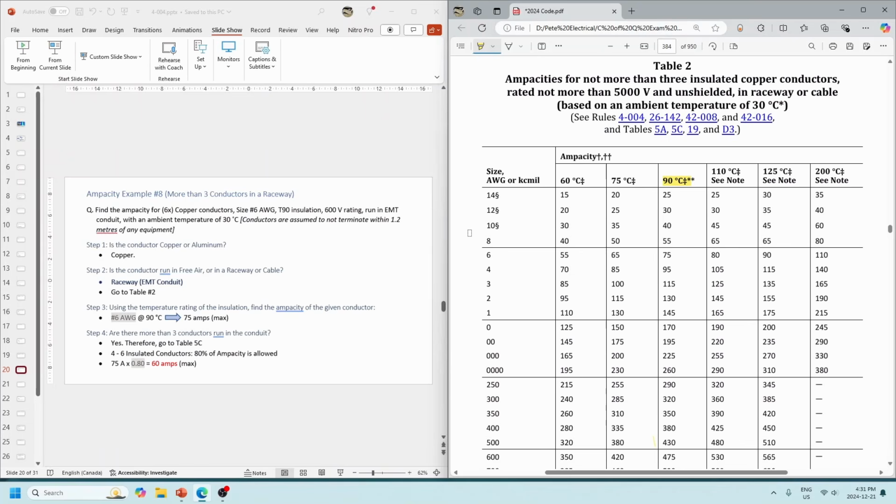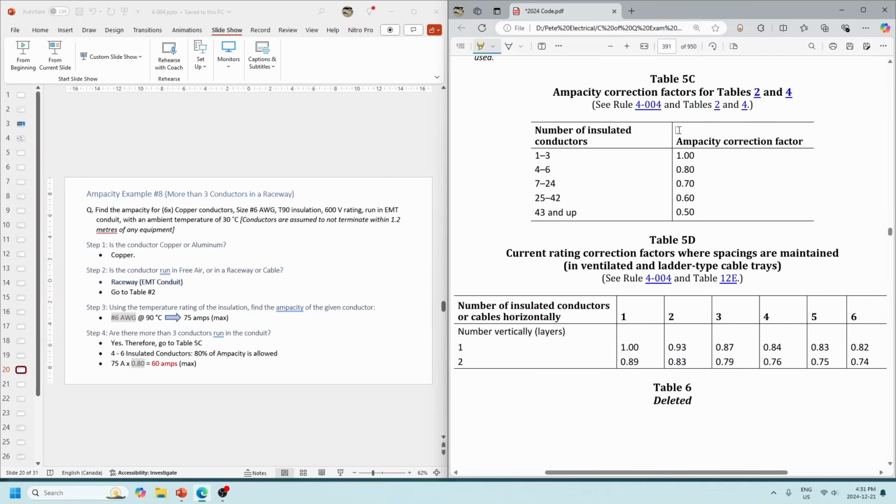What are we at? 90 degrees insulation again. The size is number 6, so we're going across to number 6, and that looks like it's good for 75 amps max. But we've got 6 conductors being run in that conduit, so we have to go to table 5C. So keep in mind 75. Going to table 5C, there are 6, so we're doing 4 to 6 conductors, and again we're at 0.8. So we're going to take the 75 amps that we found on table 2, multiply it by 80%, and we have 60 amps max that we can push on those number 6s because we have 6 of them in the conduit there. Okay, moving on.